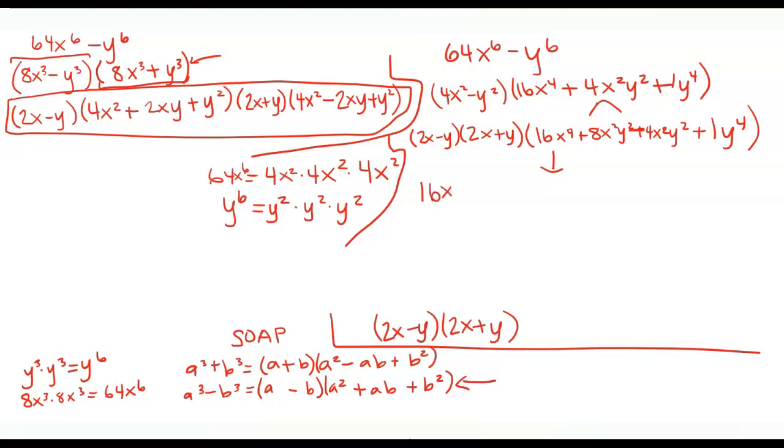So what I can do then is say, okay, 16x to the 4th plus 8x squared y squared plus y to the 4th. We're going to make this all into 1, and then I'll have minus 4x squared y squared at the end. So what's starting to happen here is we have a perfect square at the end and it's minus. So we're trying to set up another difference of squares.